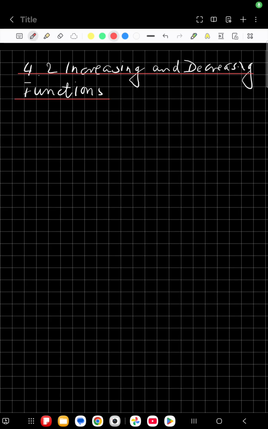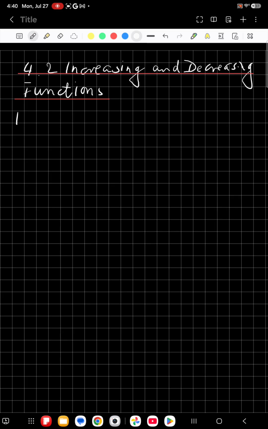This is 4.2, increasing and decreasing functions. This is about basically the first derivative and what the first derivative can tell us. It can tell us whether the function is increasing or decreasing. Let's write it down.